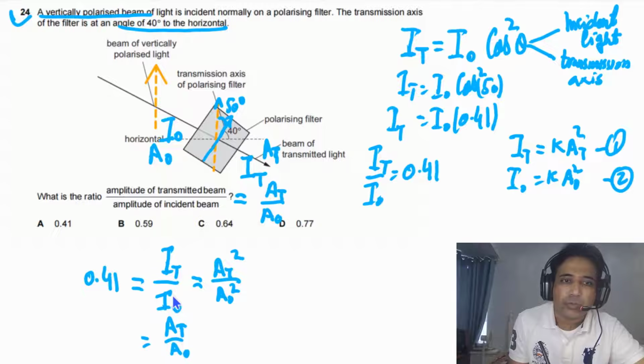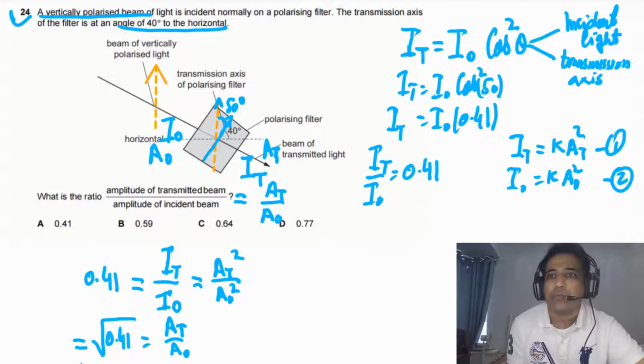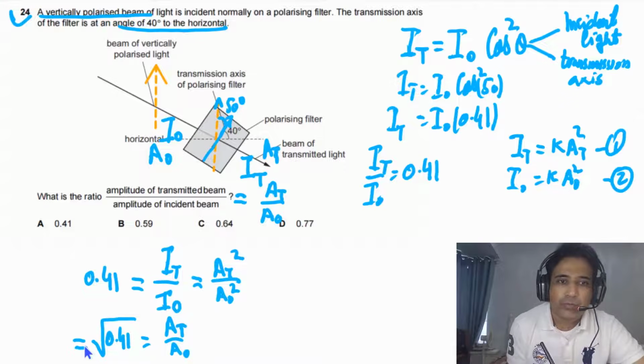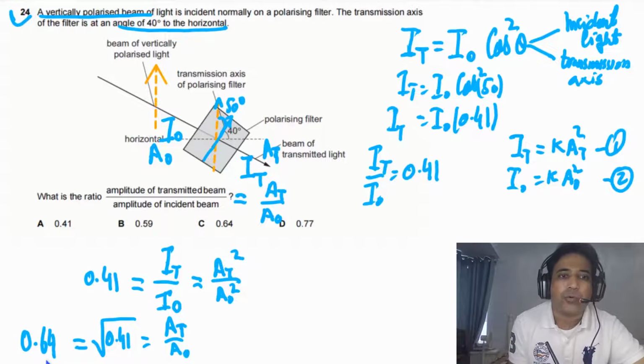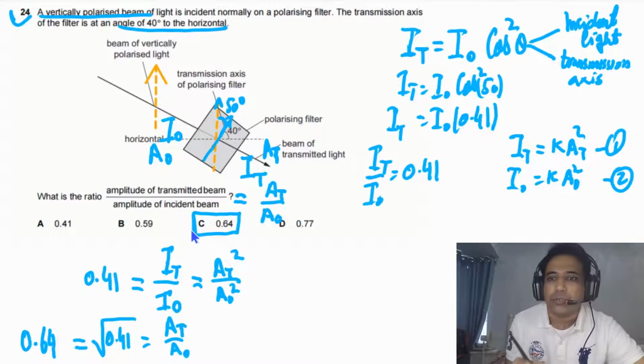So we have to take the square root on both sides. This is 0.41, so we take the square root of this, and we will get 0.64. So our answer for this question is C. So this is how you need to answer.